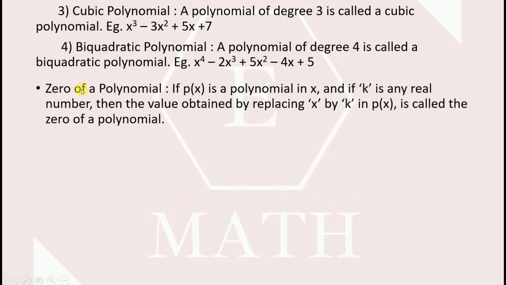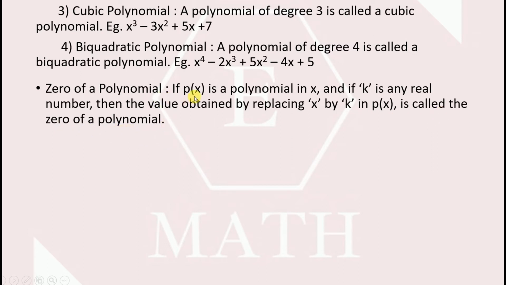Then we also have something called the zero of a polynomial in this chapter, right? So what is the zero of a polynomial? If p of x is a polynomial in x and if k is any real number, then the value obtained by replacing x by k in the polynomial p of x is called the zero of a polynomial. So what are they saying?